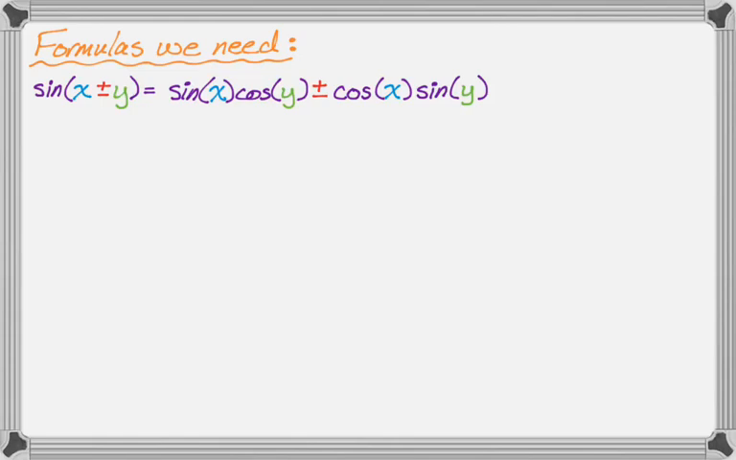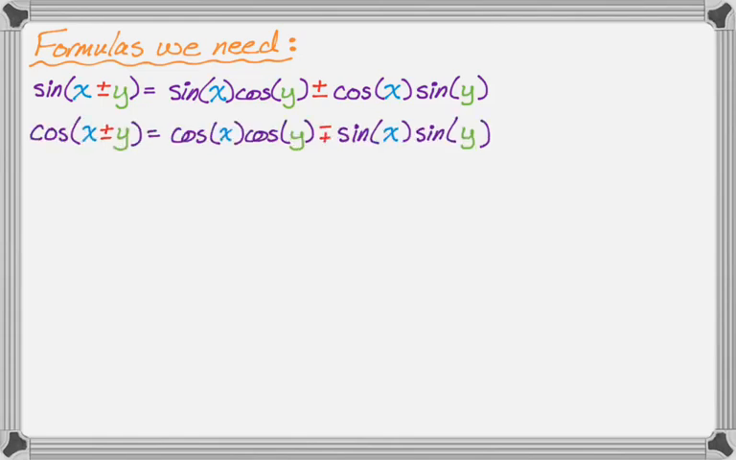We can do the same sort of thing for the cosine of x plus y. So the cosine of x plus or minus y is cosine x cosine y, and then notice it flips, so it's minus plus, and then sine x sine y. So again, to get the sum formula for cosine, you read across the top. So it's cosine of x plus y is cosine of x cosine of y, and then minus sine of x sine of y. We also need the double angle formulas.